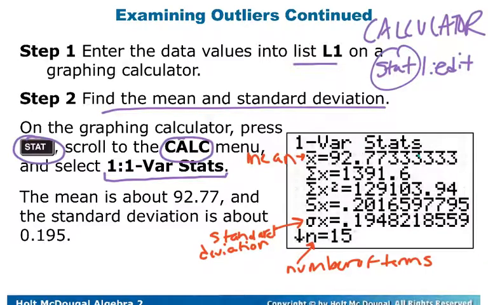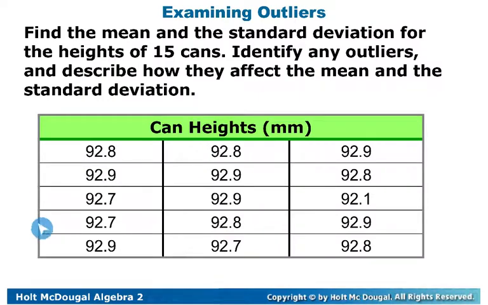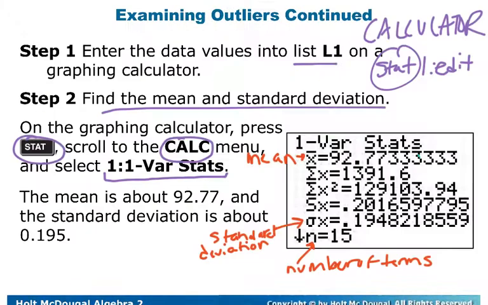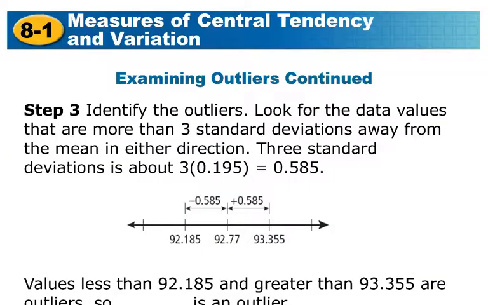So the mean, as they show here, is about 92.77, so thinking of that with all of these. And then the standard deviation is about 0.195, so they're saying that that is the deviation from that standard mean.